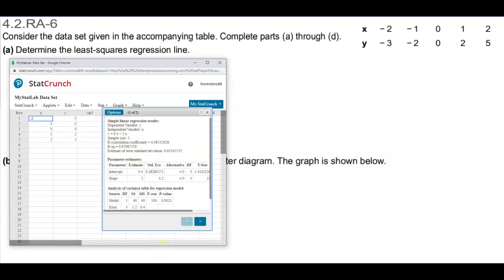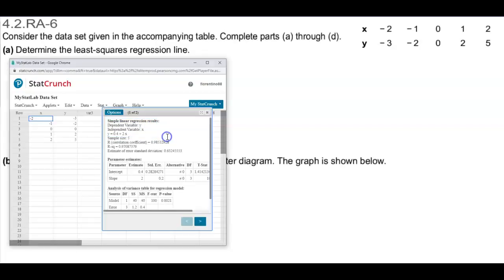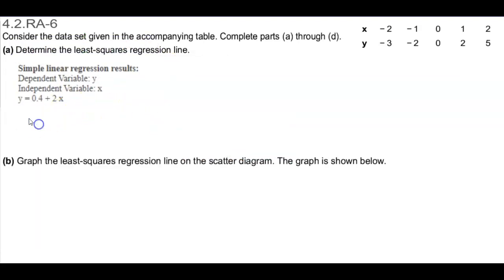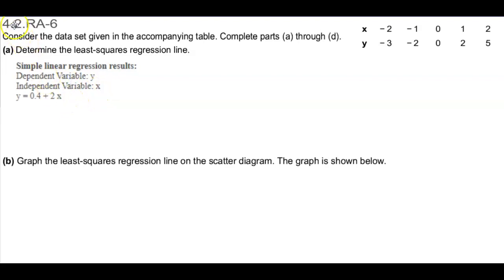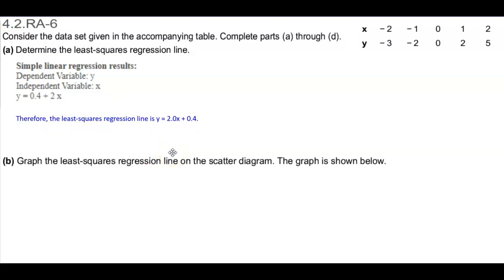Okay, and then you can see here, and I'm going to go ahead and copy that. You can see here that we have our results. So let's take a look at that. So here we have an equation. We have y equal to 0.4 plus 2x, where the dependent variable or the response variable is y, the independent variable, which is the explanatory variable, is x, and therefore there is our equation. So with StatCrunch, we can say that the least squares regression line is y equal to 2.0x plus 0.4.